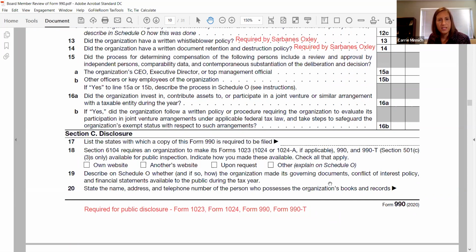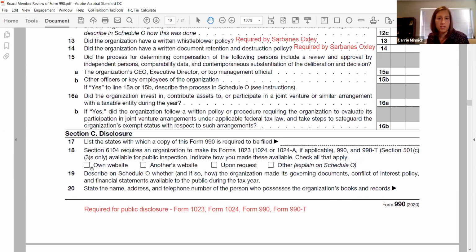The IRS also asks here if you make other things available, if you make a conflict of interest policy or your financial statements available to the public. You can, that's perfectly fine. It's not required, but the IRS wants to know if you are doing that. Some organizations like to do that just because they feel that it provides more transparency. And some organizations automatically will put those on their website, and that's fine. But again, that is not a requirement to make your conflict of interest policy or financial statements available. They're just asking that if you do, how do you do that?